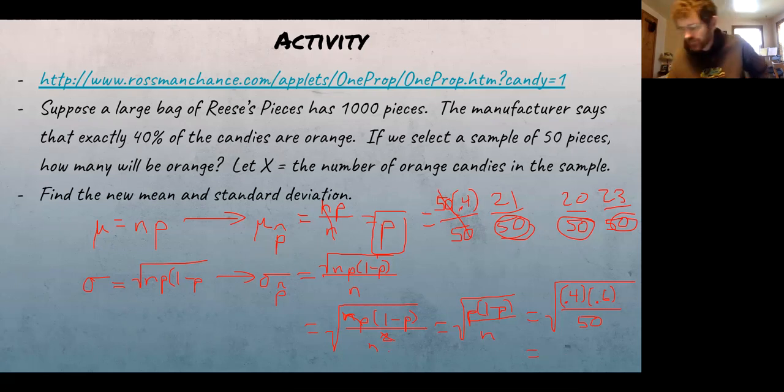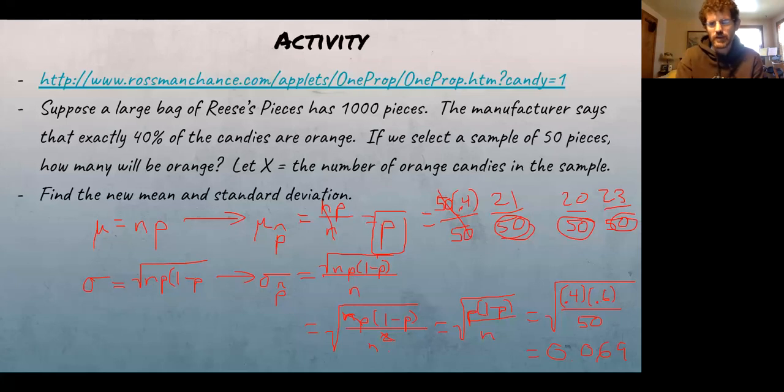Anyone can feel free to write in the answer once you've gotten it. Okay, so it's all calculator work, but yes, you do get 0.069, and now we can talk about what these numbers mean.